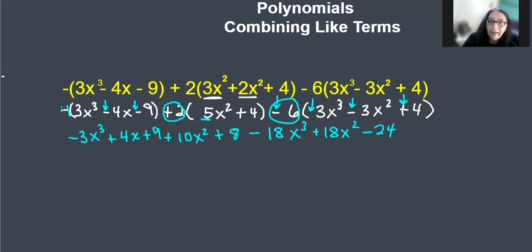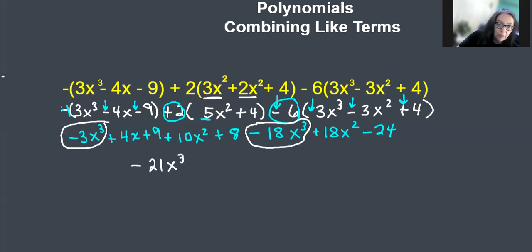So now it's time to add like terms. If you remember from my previous videos, when we do that, we start with the biggest exponent. When I look here, my biggest exponent is a 3. So I'm going to look at all the terms with a 3 for an exponent. I've got negative 3x cubed. You see how I circle the sign in front of there too? And a negative 18x cubed. That's all the x cubes I see. So if I have 3 negative x cubes, and I give you 18 more negative x cubes, now I have 21 negative x cubes.